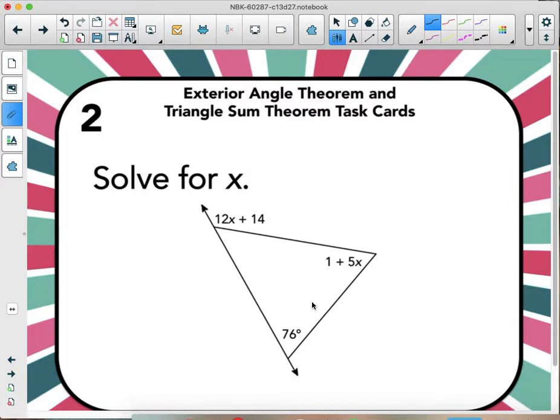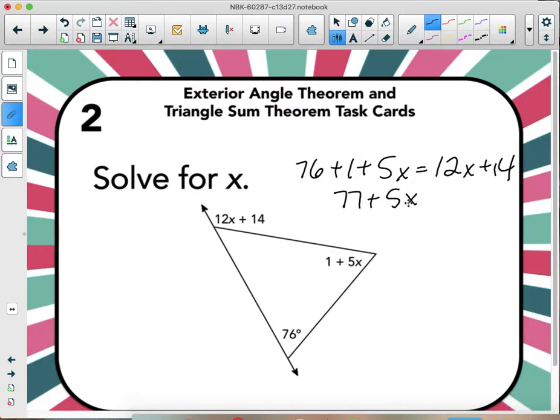Same thing here. I can say these two remote interior angles add together. So I can say 76 plus 1 plus 5x equals our exterior angle, the 12x plus 14. And we go ahead and solve it. So here I get 77 plus 5x equals 12x plus 4. Subtract the 5x over here, we get 7x. Subtract the 4 to the other side, so we get 73. Again, this is all our solving piece.